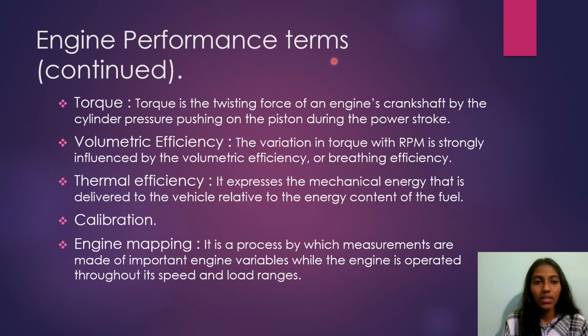Engine performance terms to be continued, that is torque. Torque is the twisting force of an engine's crankshaft by the cylinder pressure pushing on the piston during the power stroke. The next one is volumetric efficiency. The variation in the torque with the RPM is strongly influenced by the volumetric efficiency or breathing efficiency. And the next one is thermal efficiency. It expresses the mechanical energy that is delivered to the vehicle relative to the energy content of the fuel.